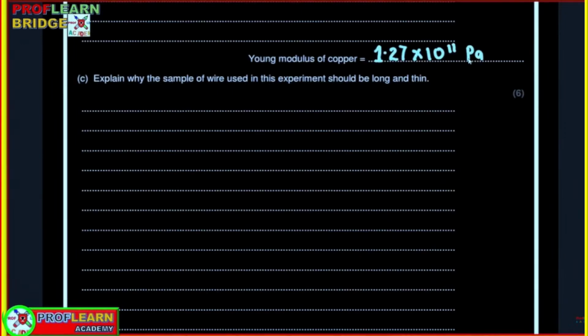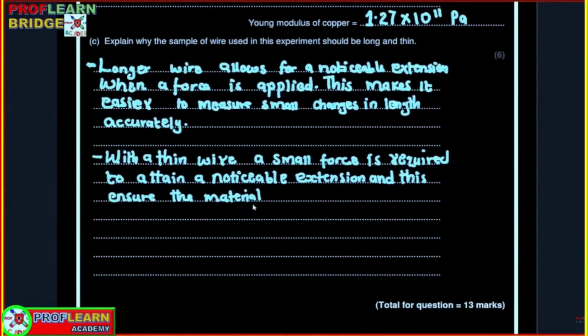Explain why the wire used in the experiments should be long and thin. Remember, if you have a long wire, it will provide a larger extension for a small force that is applied. If you have a thin wire as well, it will stretch more compared to a thick wire, which requires a lot of tensile force for its tensile stress for it to stretch. So basically we are going to base our answers around that.